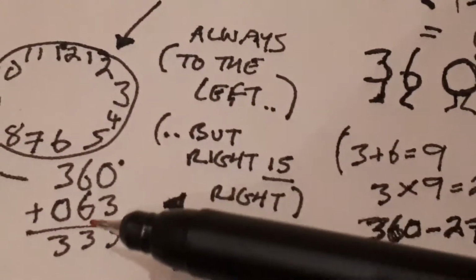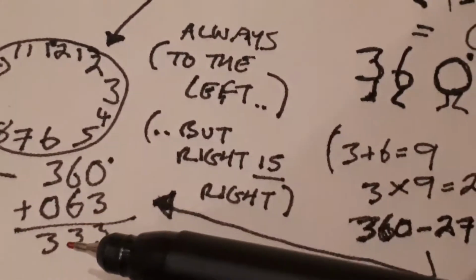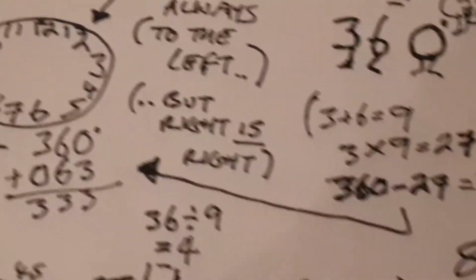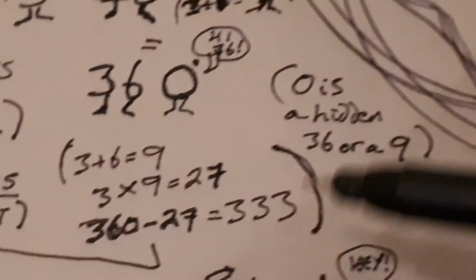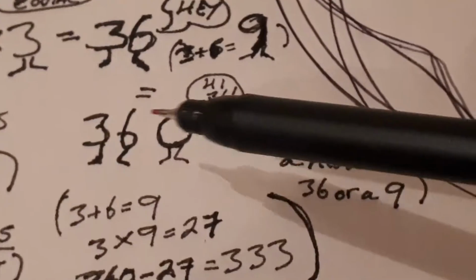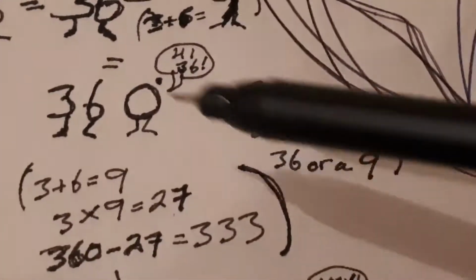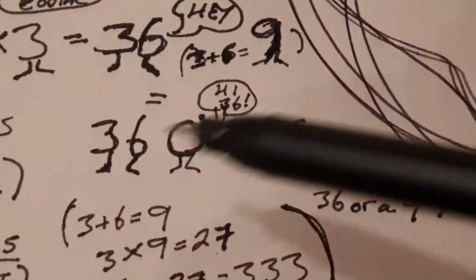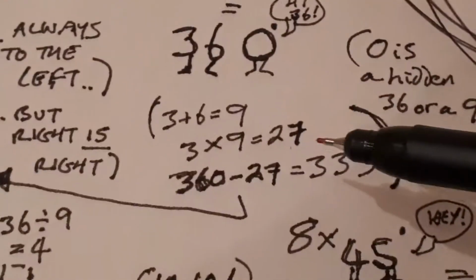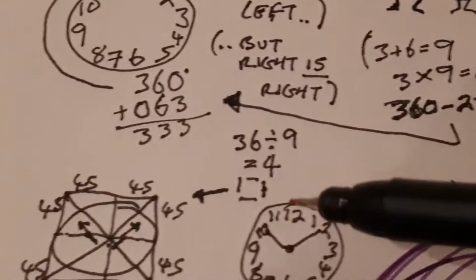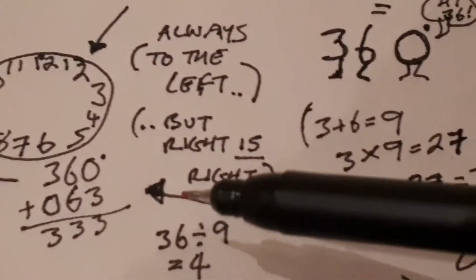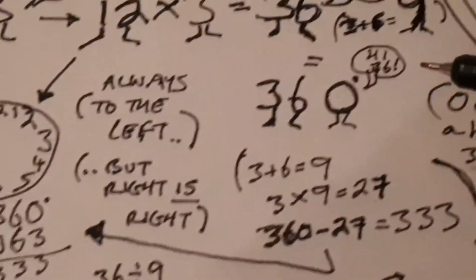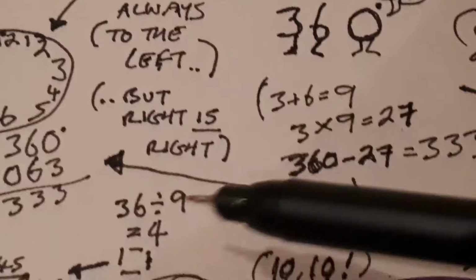In the ultimate reduction way, 6 plus 6 being 12, that becomes 3, 1 plus 2. Also 333. So yeah, the O is a hidden 36 for 360 degrees, or the 9. 369. But then you've got 36 divided by 9, the hidden, got you 4.